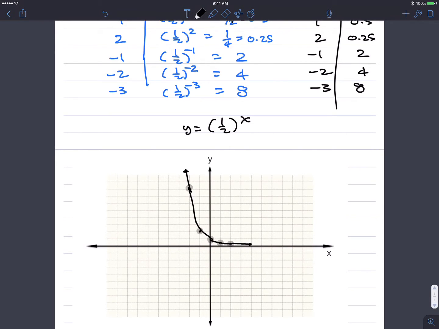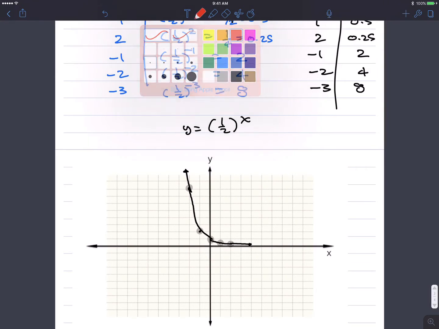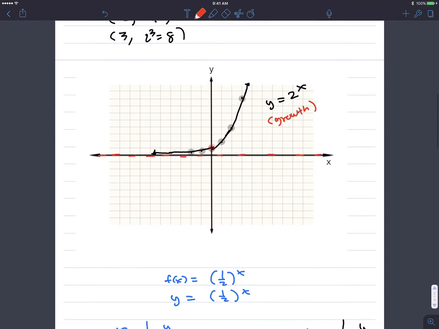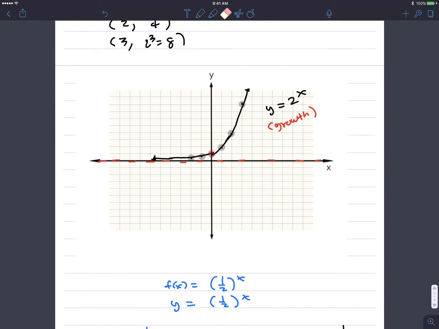This is what we call exponential decay. And there's a lot of phenomena in nature that behaves this way. This is your decay curve. And again, as you look at the values of x getting bigger, the values of y get smaller. They're decaying to 0. Over here, as x gets bigger, exponential growth, your y value gets very big.